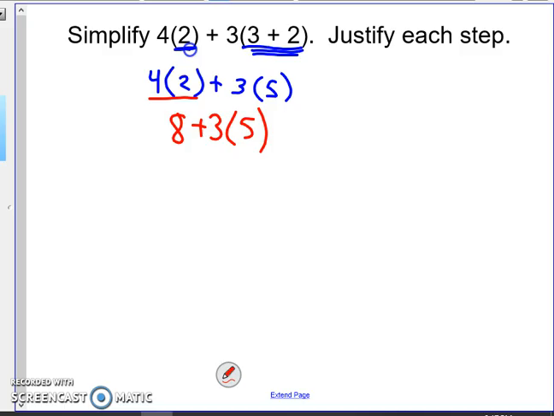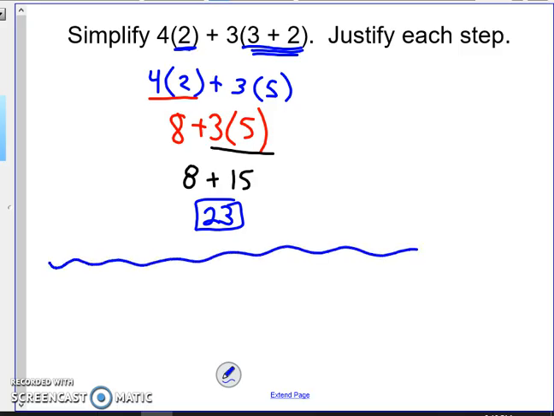Bring everything else down. Let's see, we worked in grouping symbols, we looked for exponents, we're on multiply and divide left to right. There's more multiplying to do. The 3 and the 5 are next to each other with parentheses separating them, which means multiply. Bring everything else down. No more multiplying or dividing left to right. Add and subtract left to right. We finish with 23. That's the way most of us would do that problem.